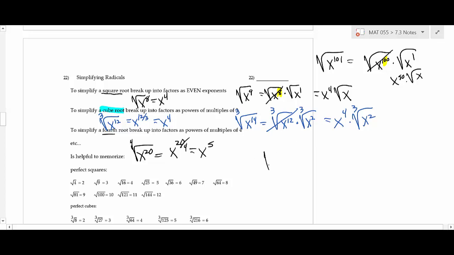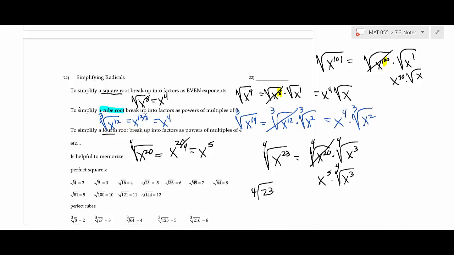So let's say that you were doing the 4th root of x to the 23rd power. Does 4 go into 23 evenly? No, that means you have to break it up. So you count by 4s: 4, 8, 12, 16, 20, then 24 is too big. That's bigger than 23. So you would break it up into the 4th root of x to the 20th, and then what's left over? x to the 3rd. 20 divided by 4 is 5, so that'd be x to the 5th times the 4th root of x to the 3rd.